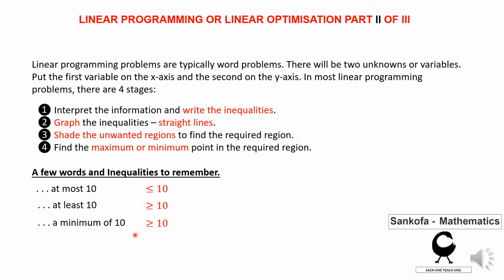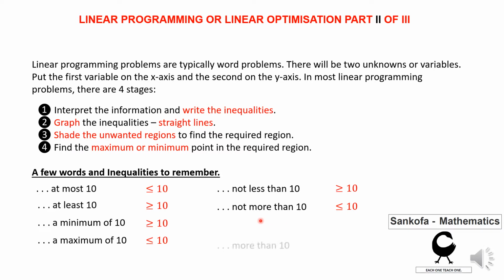A minimum of 10 is exactly the same as at least 10. A maximum of 10 means 10 is the cut-off. You cannot go over that particular value. Not less than 10, these ones are quite straightforward. Not less than 10 means can be greater than or equal to 10. And not more than 10 means can be less than or equal to 10. And then "more than", this is where you only have the inequality without the or equal to, or "less than". When you come across these words, it's advisable that you use them to help you remember how to write inequalities.